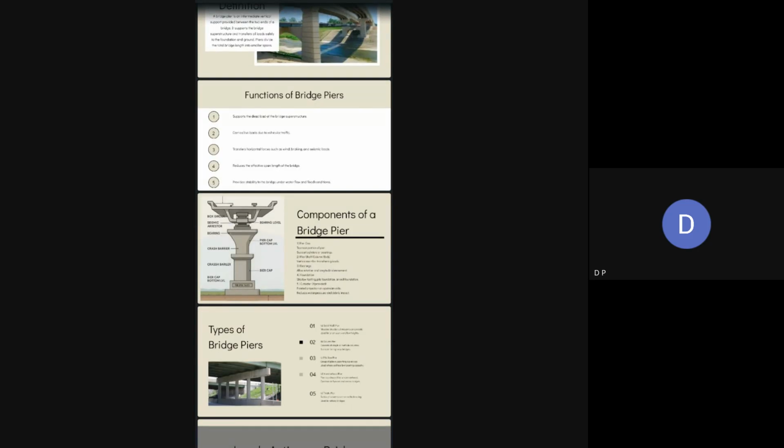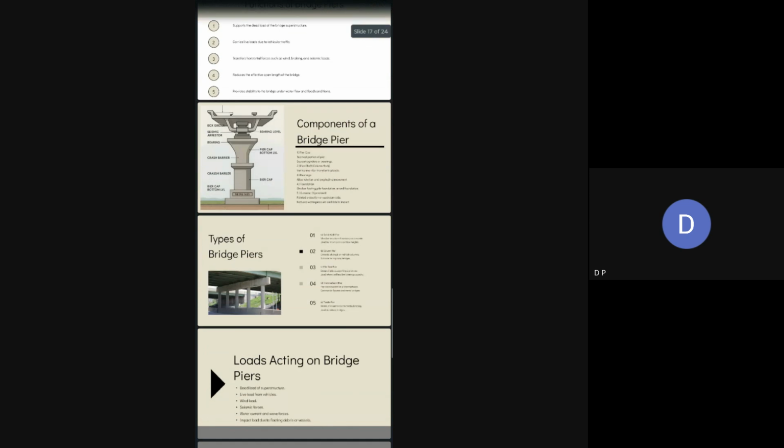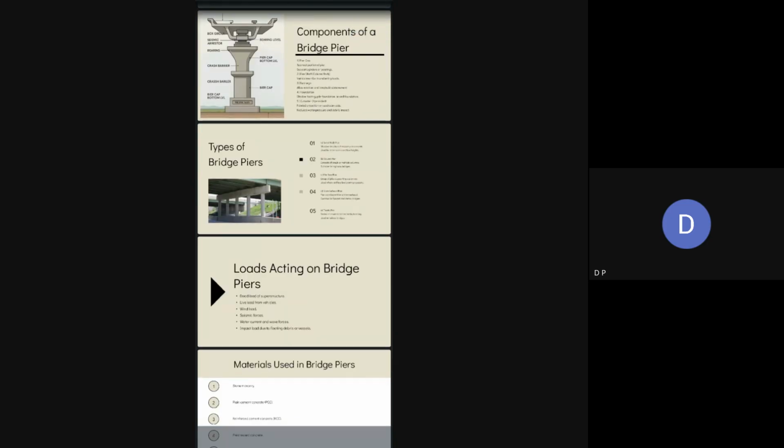Functions of bridge piers: supports the dead load of the bridge superstructure. It carries live load due to vehicular traffic. It reduces the effective span length of the bridge. It provides stability to the bridge under water flow and flood conditions. Components of a bridge pier: pier cap, pier shaft, bearings, foundation, and cutwater if it is provided. Then types of bridge piers: solid wall, column pier, pile bent pier, hammerhead pier, and trestle pier.